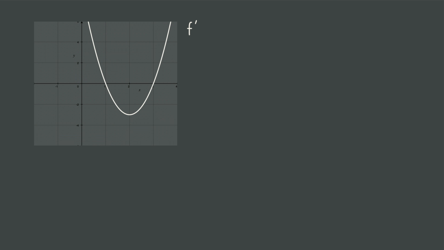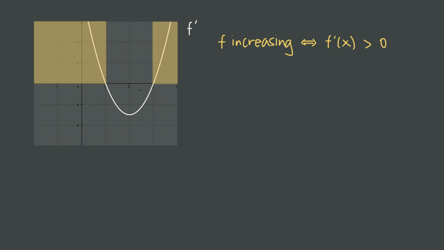So when they're showing you f prime, there's a really good chance they're going to ask you for the intervals on which f is increasing. And the thing to remember here is that we have the graph of f prime, not f. So we're asking where f is increasing, and the way we figure that out is by looking at the sign of f prime. f is increasing wherever f prime is positive. So all we really need to do is look at our graph and find where it's above the x-axis. Those intervals are where f is increasing. Then we write our answer in interval notation.